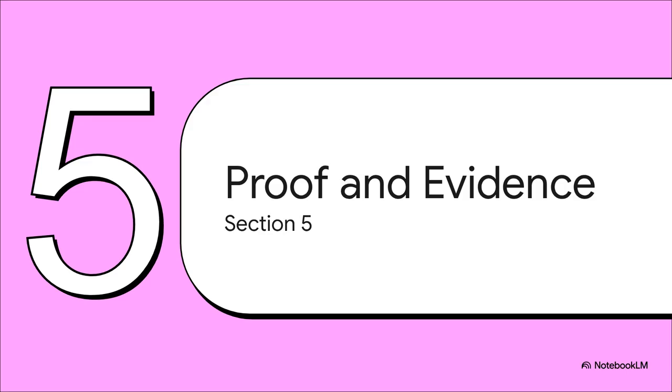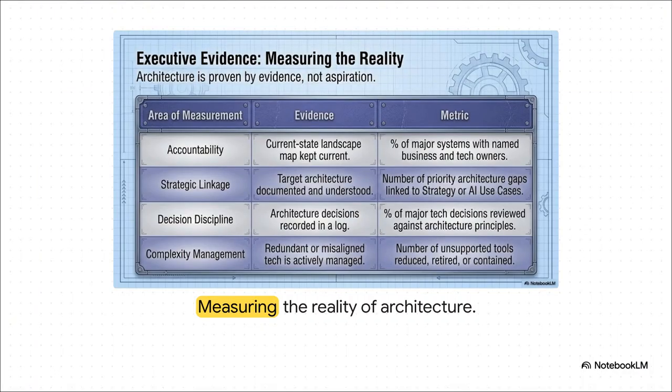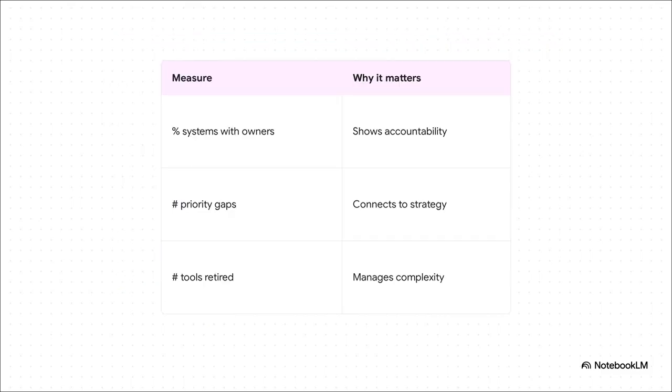How do leaders actually measure this true effectiveness? Well, architecture is proven by evidence, period. You really have to measure 4 key areas: accountability, strategic linkage, decision discipline, and complexity management. If you can't provide solid evidence for these areas, then honestly, your architecture isn't serving the enterprise. To give you an idea, you should be tracking the percentage of major systems with named business and technology owners just to ensure that accountability is actually there.